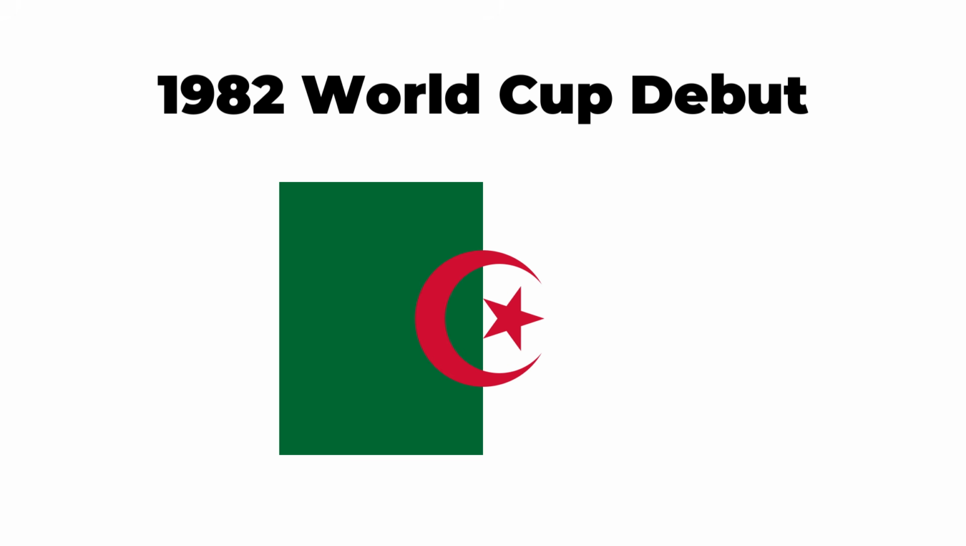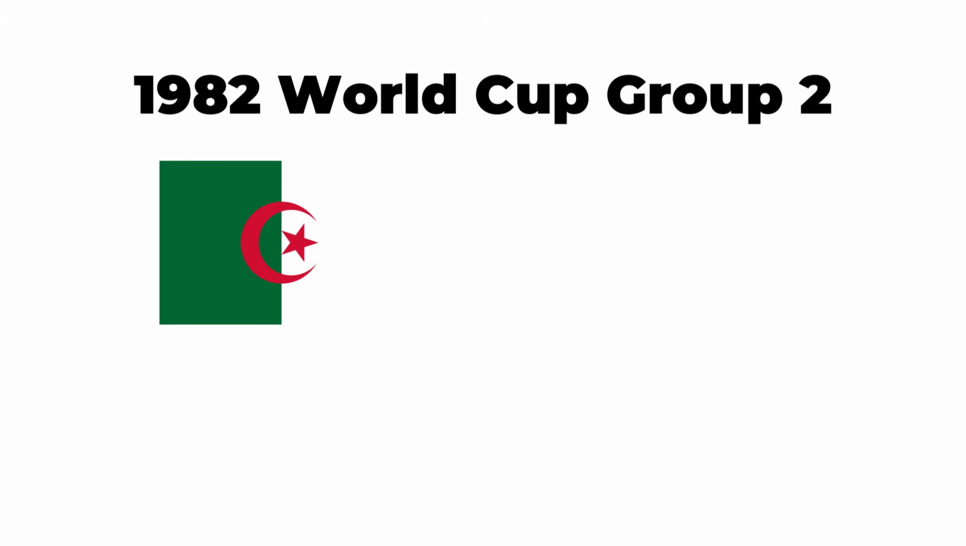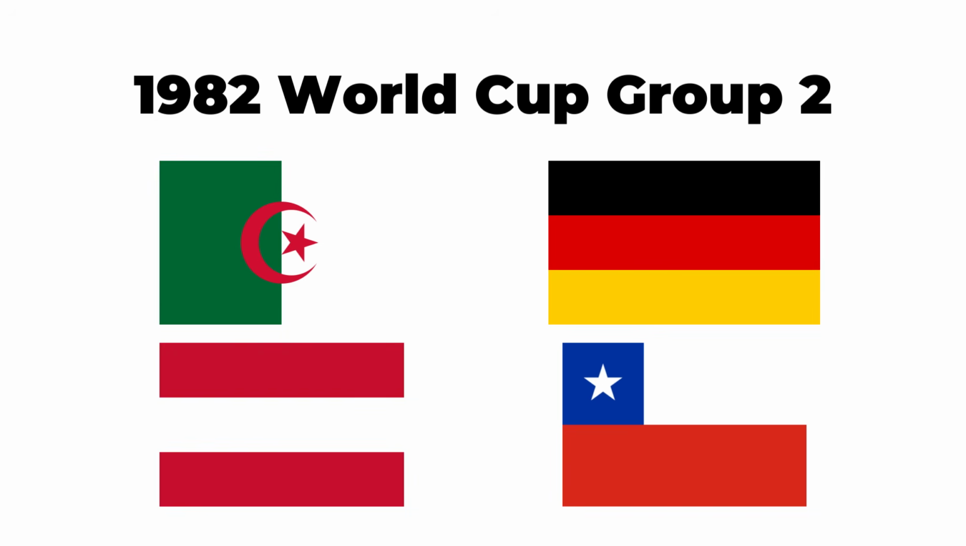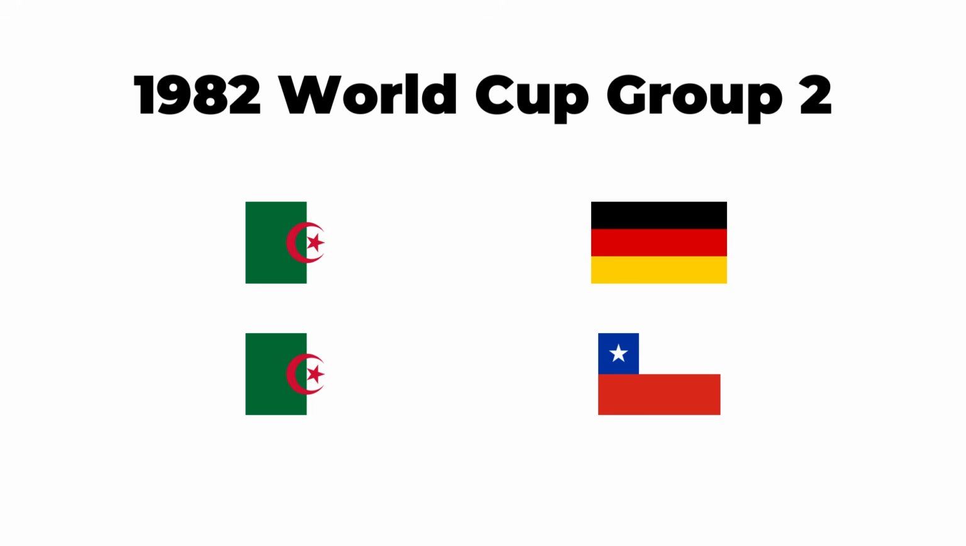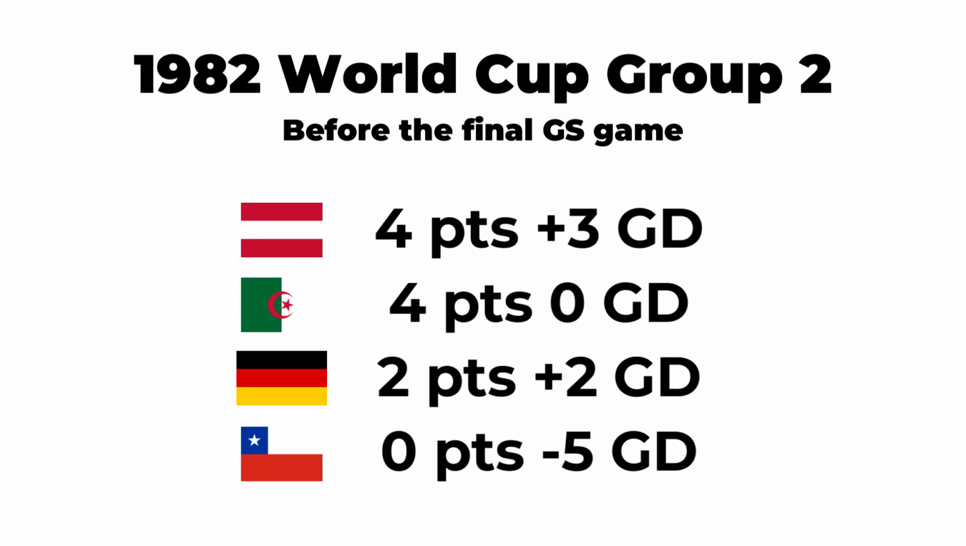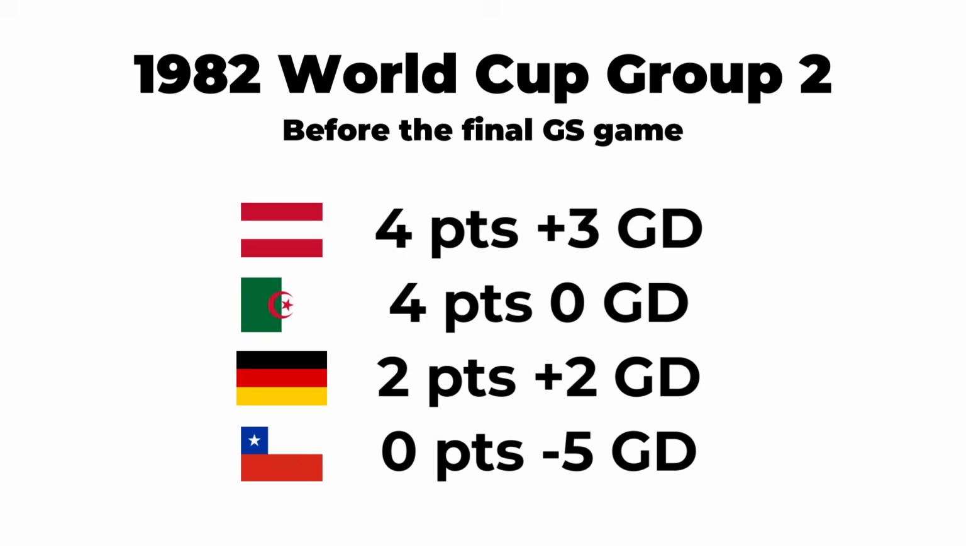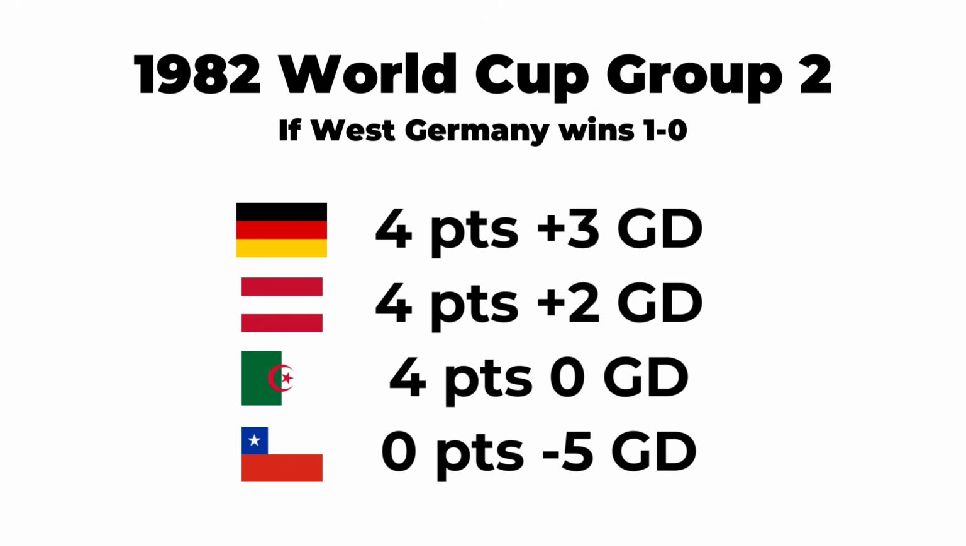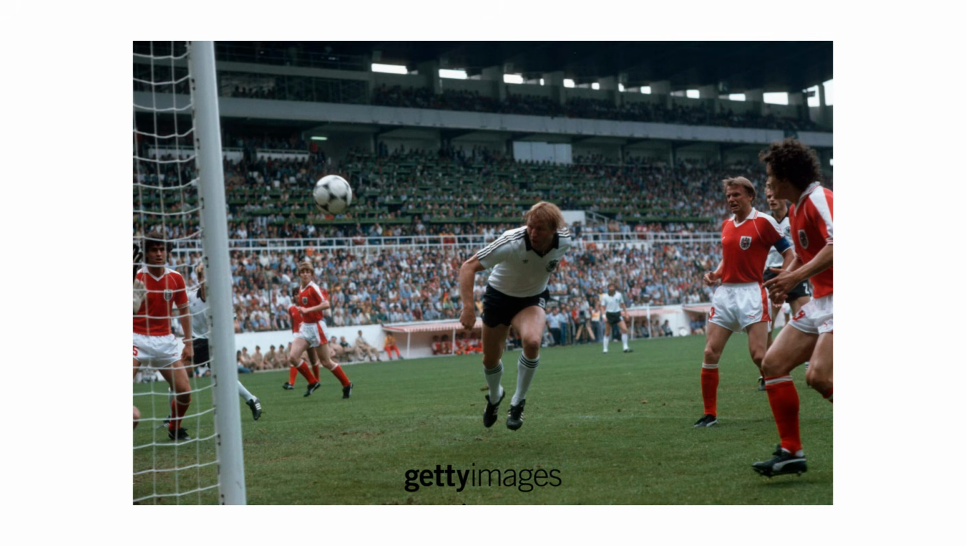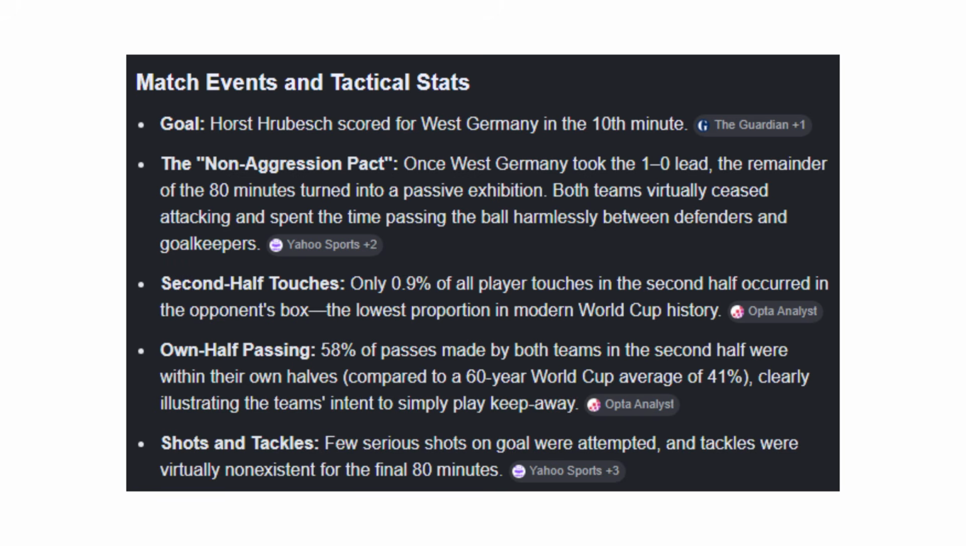Algeria qualified for its first ever World Cup and landed in the group with West Germany, Austria and Chile. Algeria also delivered an upset with wins over West Germany and Chile and was about to advance to the second group stage. But West Germany and Austria played their game a day after Algeria beat Chile. The two teams found out that they can advance as long as West Germany wins with a 1-0 or 2-0 result. So, 10 minutes into the game, Horst Hrubesch scored for West Germany and the game practically ended with little to no effort from both sides.